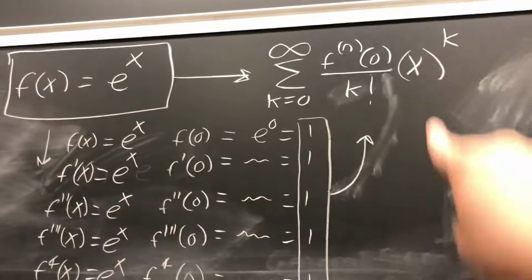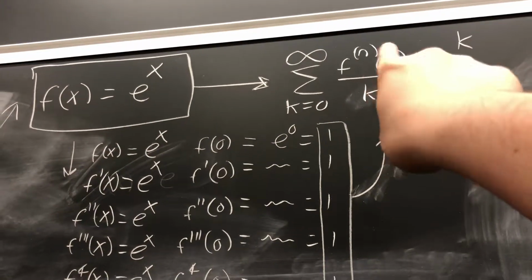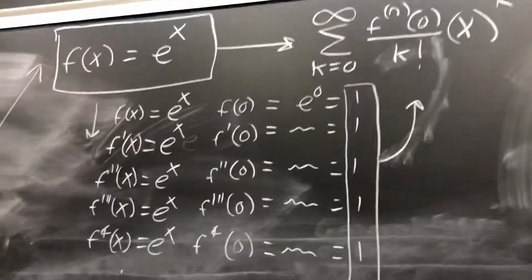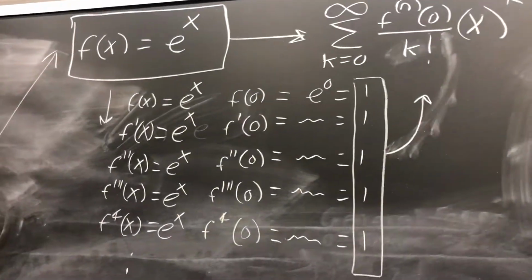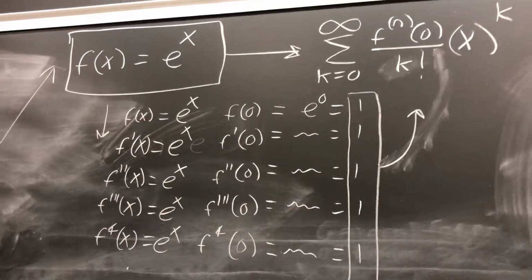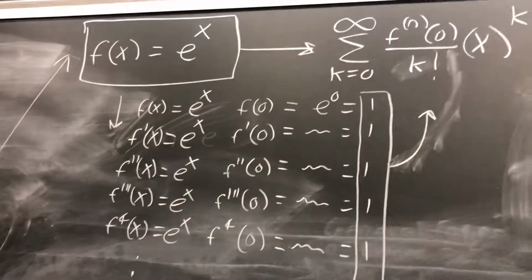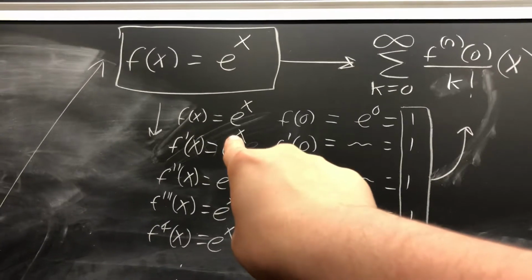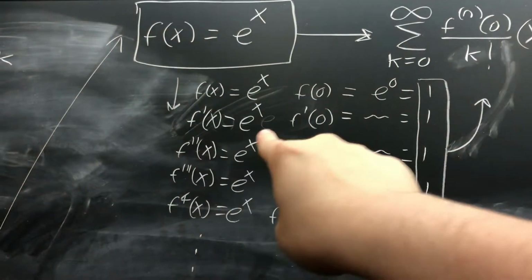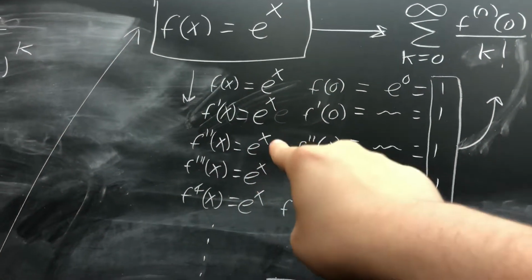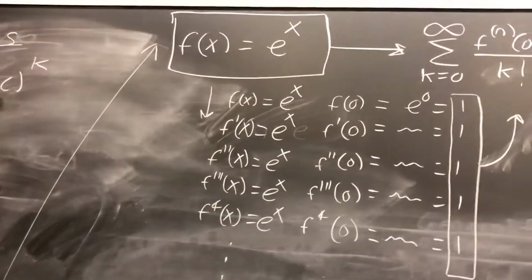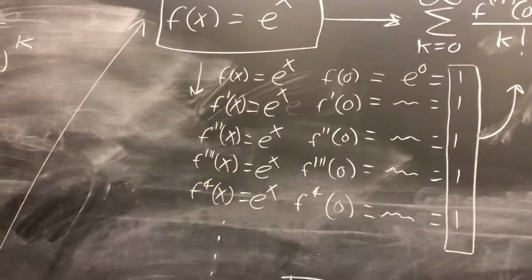Right, so that f to the nth of 0 means it's the nth derivative, right? It basically just means you take the derivative an infinite number of times and then you plug in 0 to what that answer is. So our original function is e to the x, the first derivative of e to the x is e to the x, the second derivative is e to the x, the third derivative is e to the x, and it goes on forever, right? No matter how many times you take the derivative of e to the x, it's always going to be e to the x.